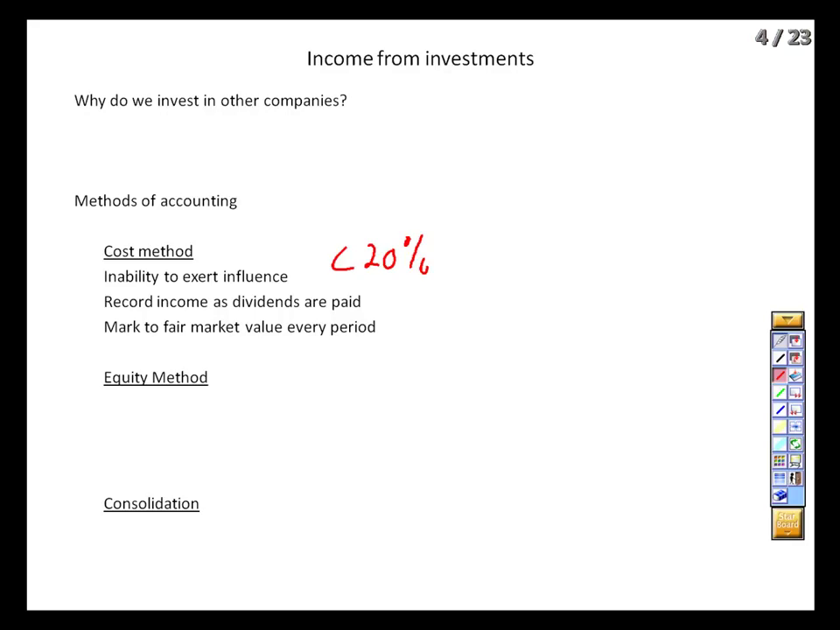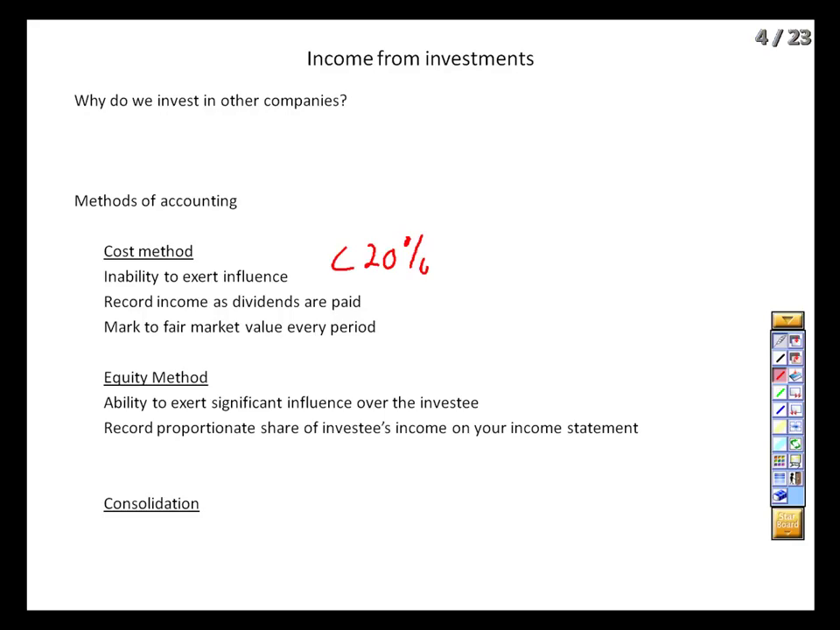The second option is the equity method. We use this method when we do have the ability to exert influence on the operations of the investment. In this case, we're not going to call dividends revenue. Rather, we will recognize as an adjusting entry our proportionate share of the investment's net income on our own books.